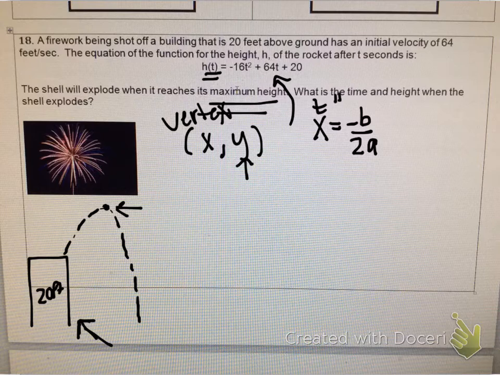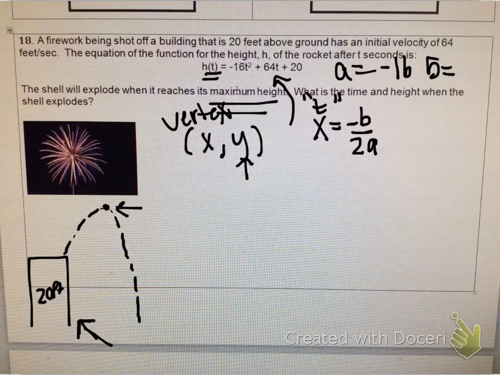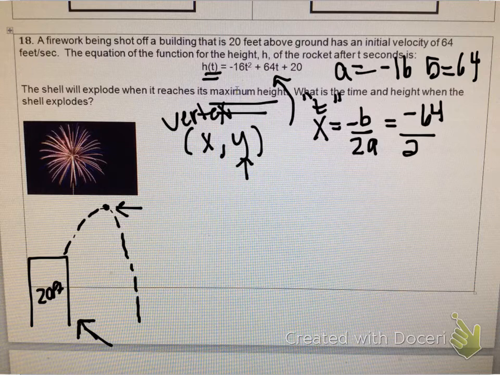It's really t. So I need to identify a and b. a is the number in front of the x squared, in this case t squared, so that's negative 16. And b is the number in front of the x, but in this case it's t, so 64. So if b is 64, the opposite is negative 64 all over twice a, and in this case a is negative 16.